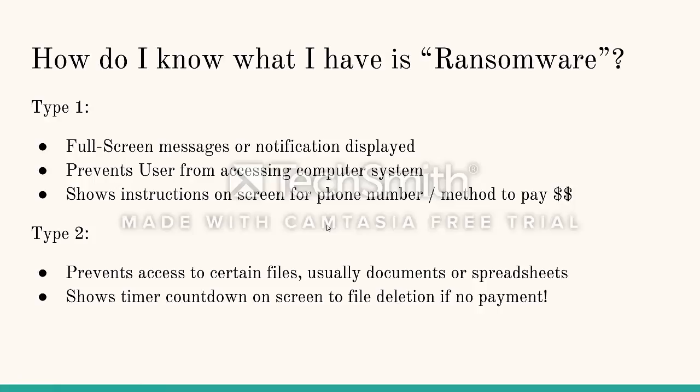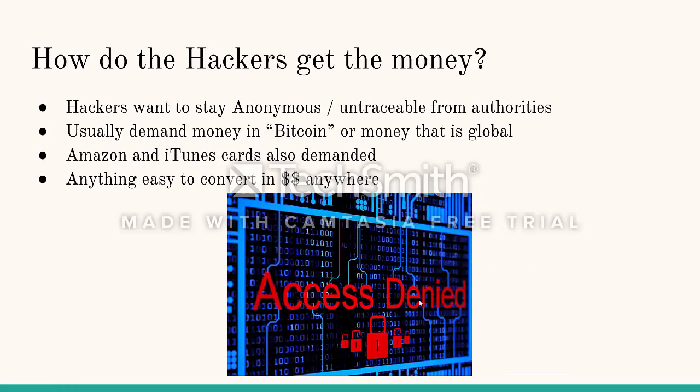Okay, how do I know what I have is ransomware? How do I know it's not something else? Well, usual things that happen with ransomware are full screen messages or notifications. It prevents you from accessing the computer system, and it shows instructions on the screen, or a phone number or something, with a way to pay money, or it might prevent access to certain files, usually documents or spreadsheets. And the ones today usually show a countdown timer to when your files are going to be deleted, to make you want to pay right away.